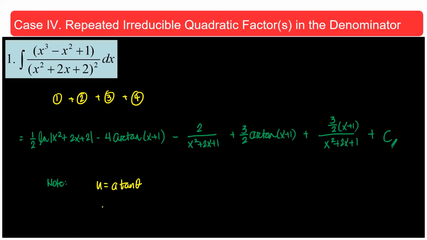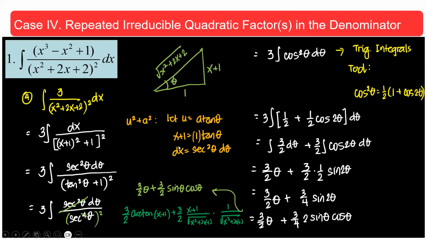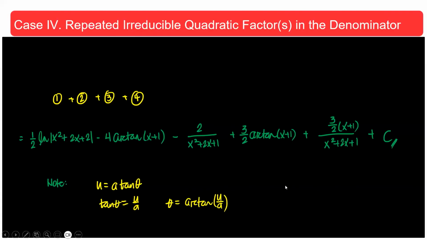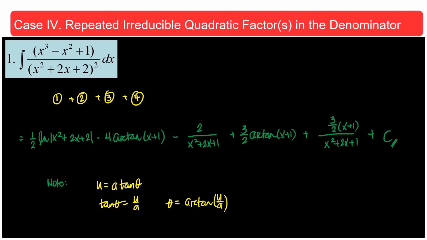U is equal to a tan theta. What is tangent theta, guys? U over a. Theta is arctan of u over a. That's why you have an arctan here. Kasi tangent theta is x plus 1 over 1. Therefore, theta is arctan of x plus 1. Can you follow? All right.